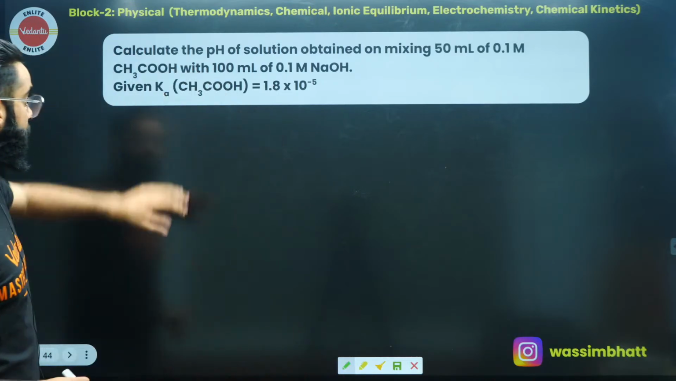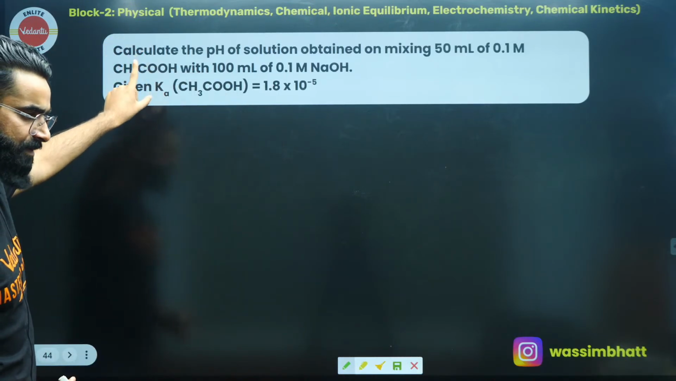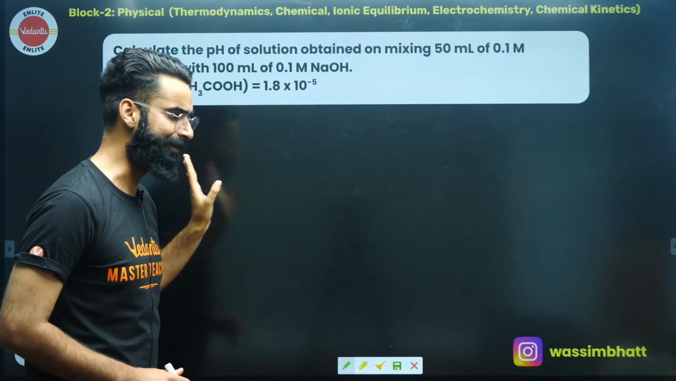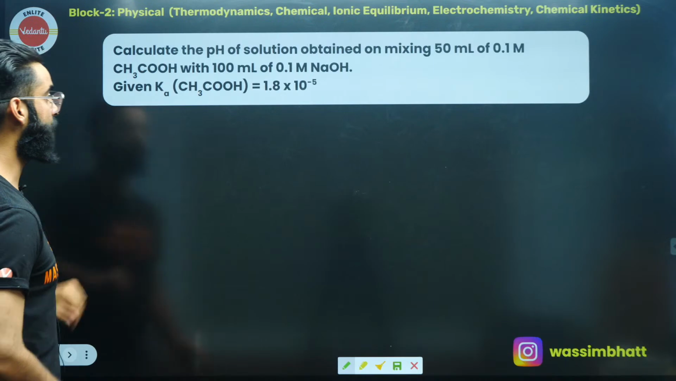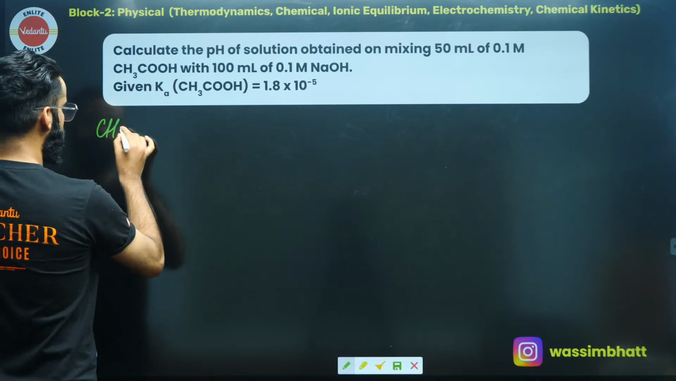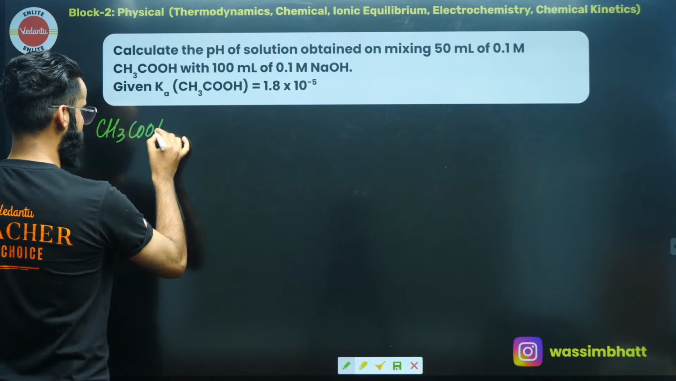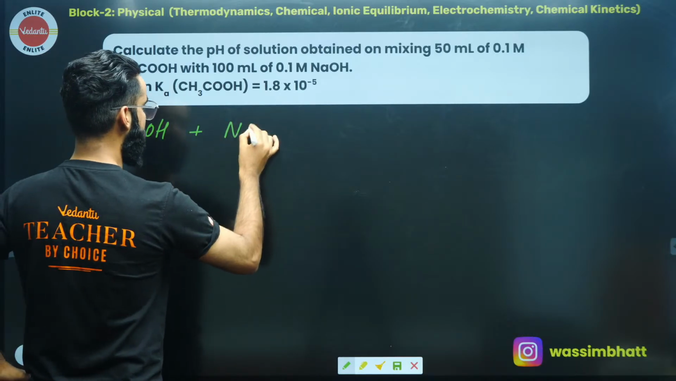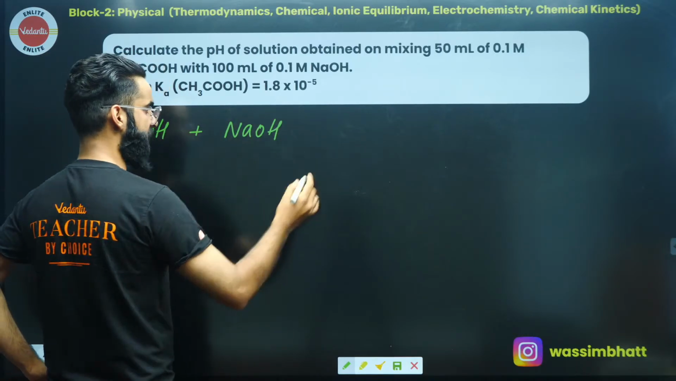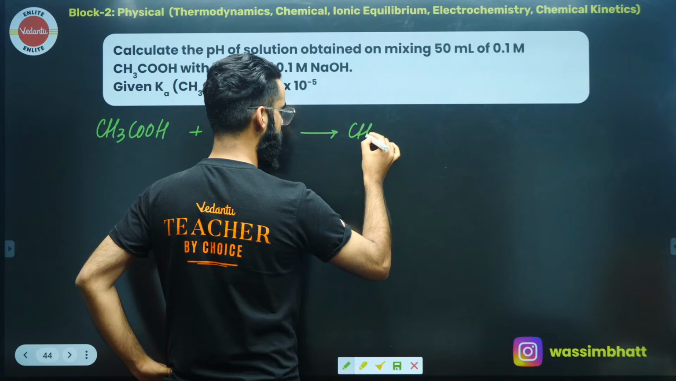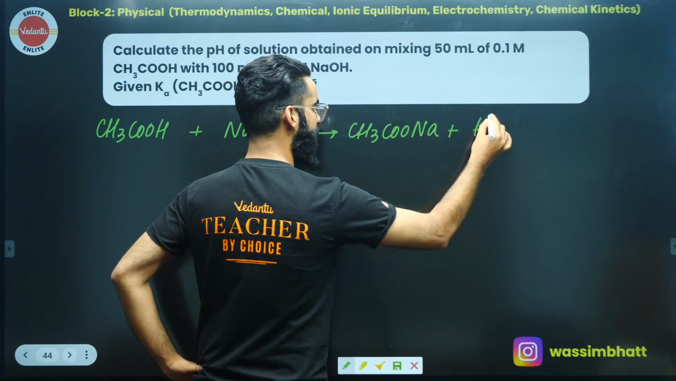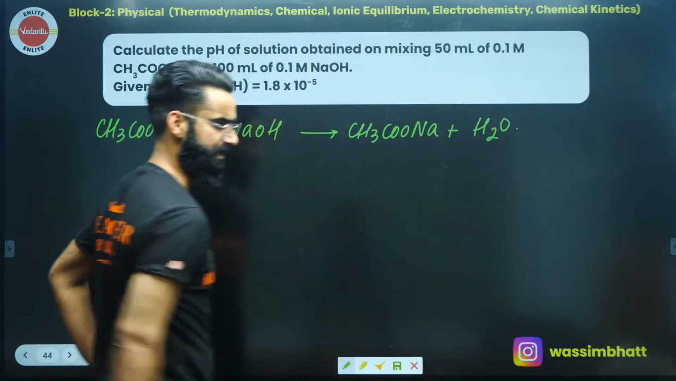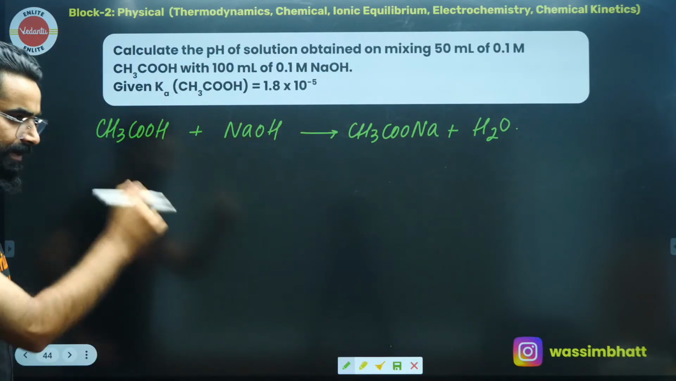All right, have a look. I've just changed one value, my dear people, and the overall question will change. Understand how. Again, what you are doing: you're starting with CH3COOH and it's reacting with NaOH. And you know when an acid reacts with a base, it leads to the formation of salt and water. The salt which you are getting over here is CH3COONa, and with this you are getting water as well. This is basically the reaction.